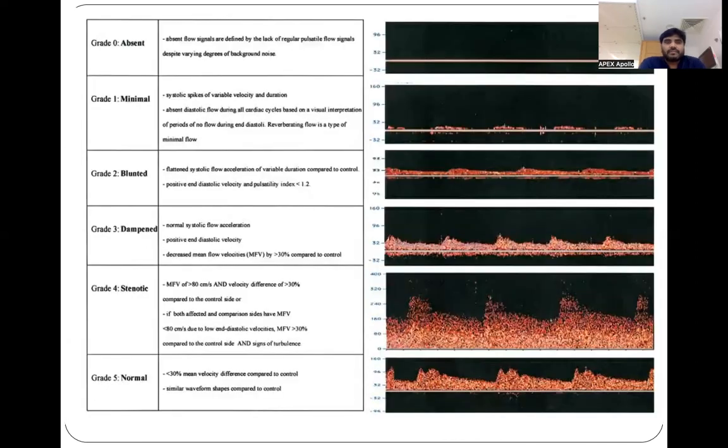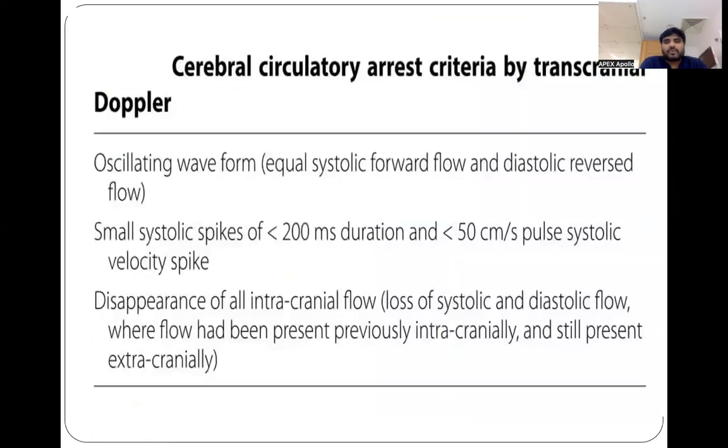They graded from 0 to normal. Grade 0 means there is no flow; absent flow signals are identified. Grade 1 is minimal flow: you can see systolic spikes of velocity, but there is no diastolic flow. Grade 2 is blunted: you can see flattened systolic flow acceleration. Then grade 5 is normal flow: you can see a normal waveform with peak systolic and end diastolic velocity.